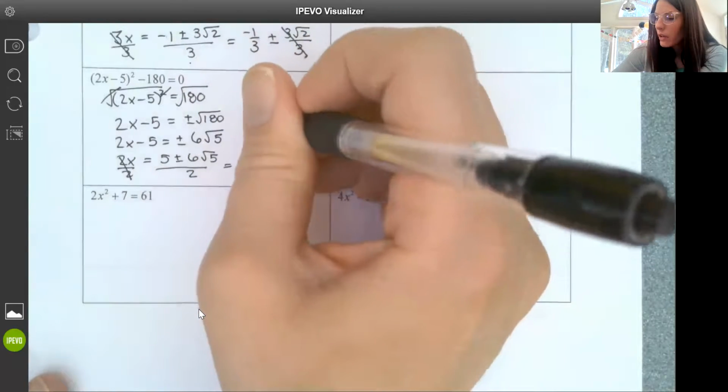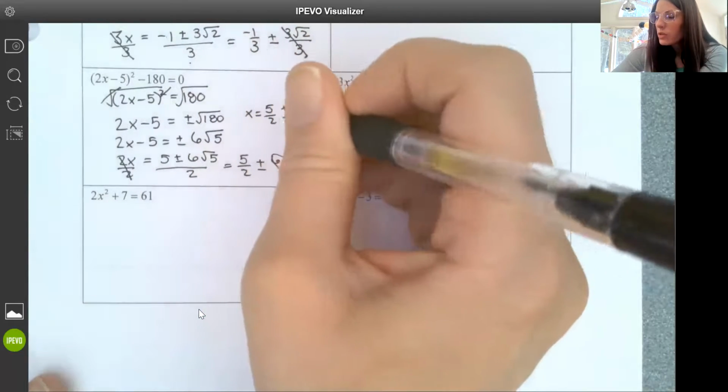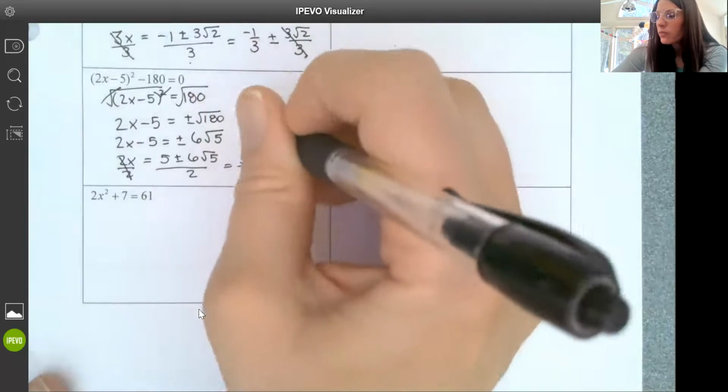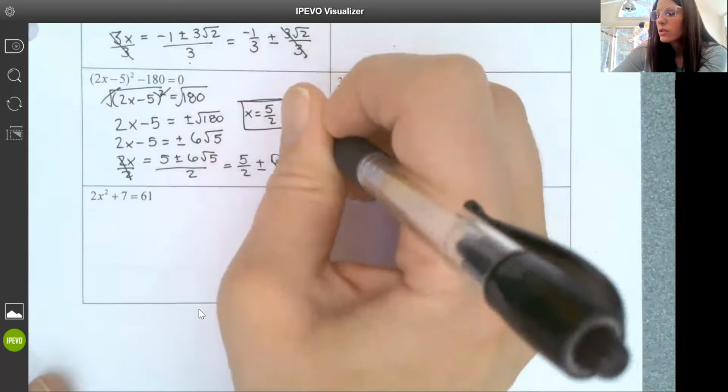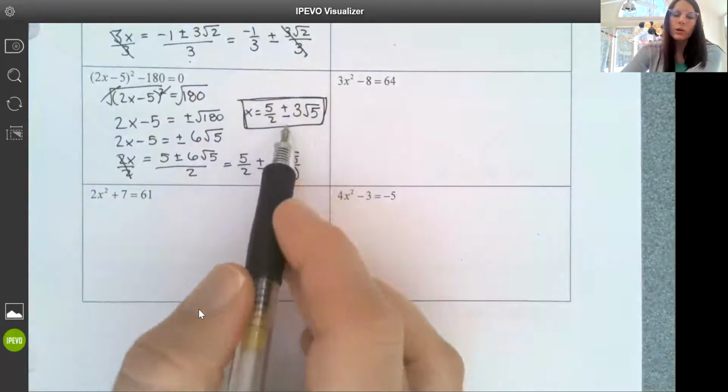So that gives me x equals 5 halves plus or minus 3 square roots of 5. There's my two solutions, still two solutions. I'm just writing it condensed without the plus or minus.